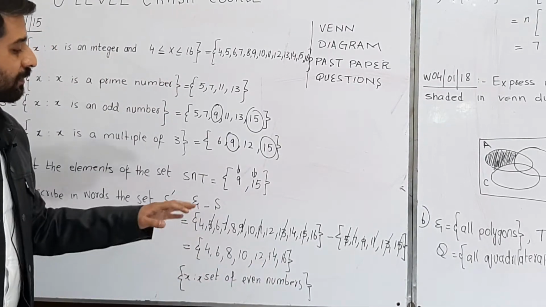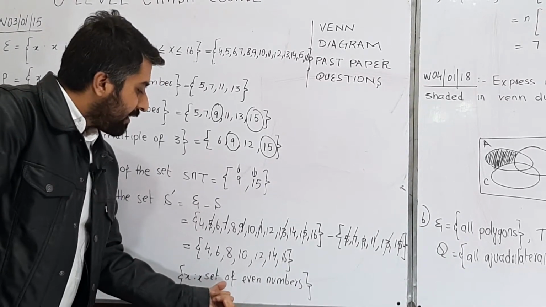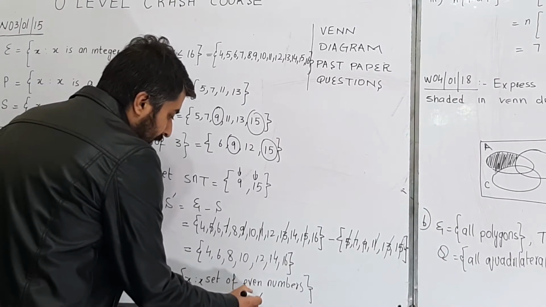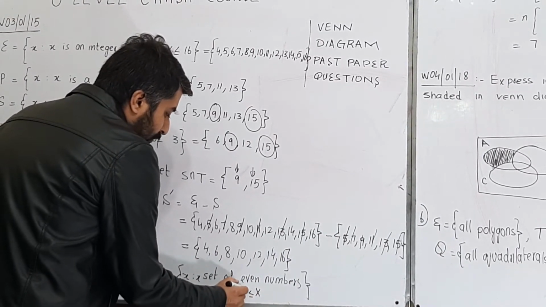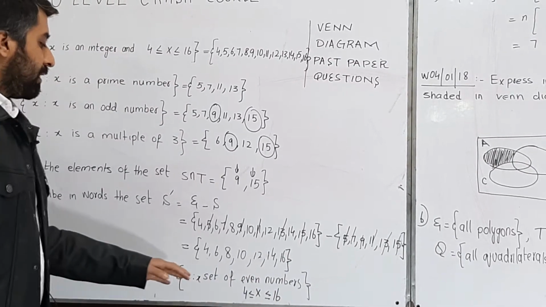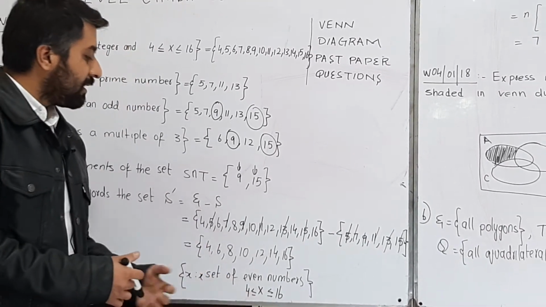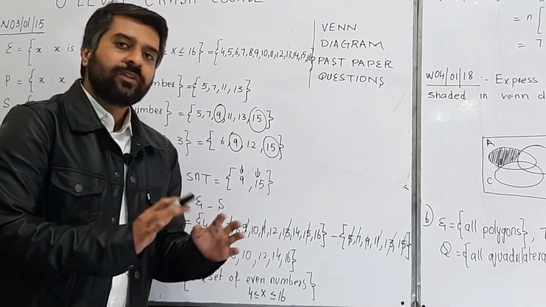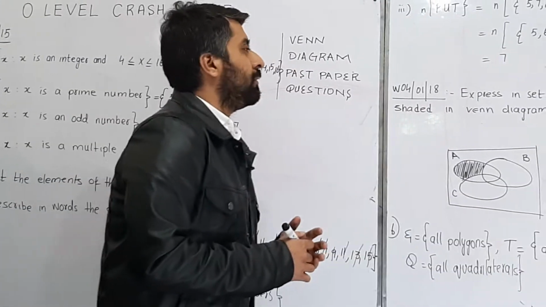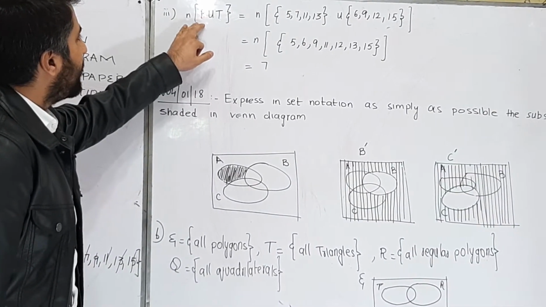So you will represent or express them in words as X is a set of even numbers that is greater than or equal to 4 and less than or equal to 16. So you may write them in words only, that is, from a set of even numbers from 4 to 16. So that is enough. Now the next one, part 3.